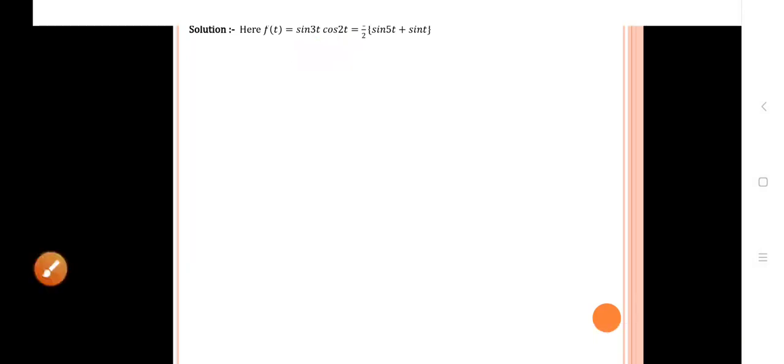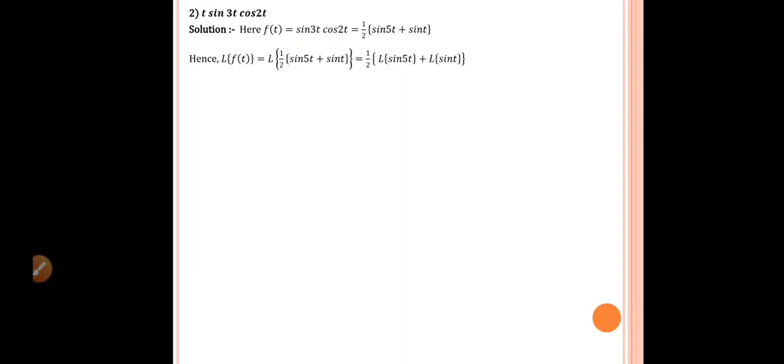Here see, this is sin a cos b form. So it is 1 by 2 sin of a plus b. A plus b means 3t plus 2t, that is 5t, and a minus b means 3t minus 2t, that is sin t. So this is the simplified form of the function. Now you can easily find its Laplace transform. So it is equal to 1 by 2 Laplace transform of sin 5t plus Laplace transform of sin t.